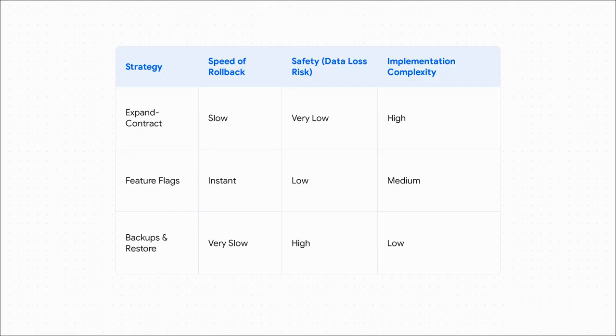So let's just lay it all out here. Each strategy has its trade-offs, right? Expand contract is the safest, almost zero data loss risk, but it's also the most complex to pull off. Feature flags give you an instant off switch, which is amazing, but remember, they don't undo the actual database change. And backups? Simple concept, but man, the risk of data loss is high and the restore is very slow. The right choice really depends on your system, your risk tolerance, and how much downtime you can actually afford.